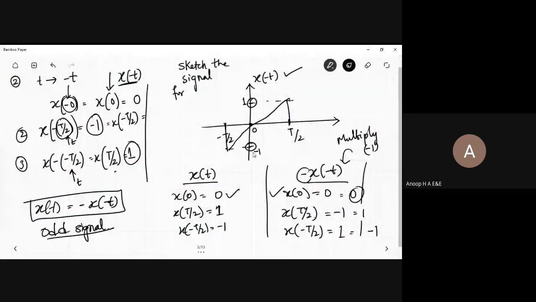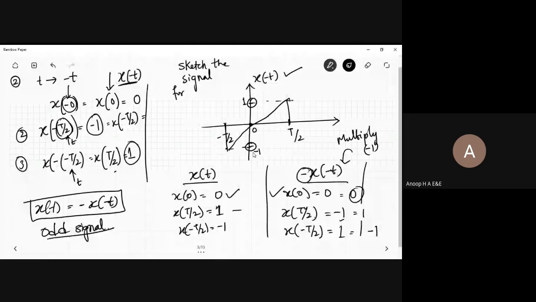What do I need to do? I need to verify whether the signal is an odd signal or an even signal. Depending on the values I've got for x of t and x of minus t, the values are not matching. Once you have 1 here, you get -1. So only when you multiply x of minus t by -1, which is a multiplicative factor, do they match.